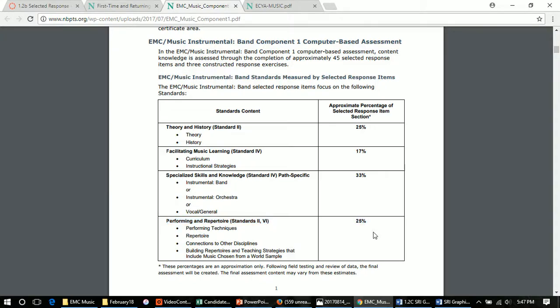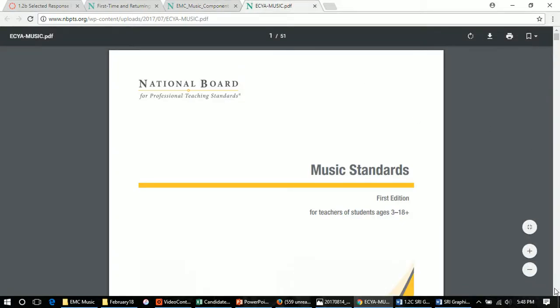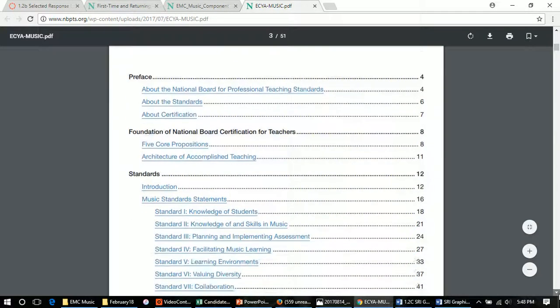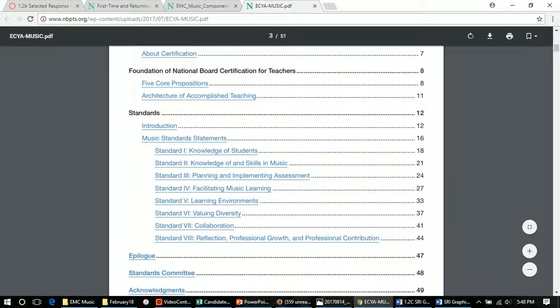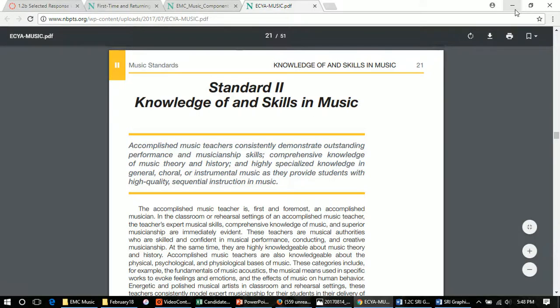So that's why I need my music standards, because now I've got to figure out, okay, what is standard 2 and what will be expected that I know. So let's take a look at the music standards. If I scroll down on the music standards to the table of contents, they are all linked. I know I need standard 2, so I can just go ahead and click on standard 2 and it takes me right to standard 2, which is knowledge and skills in music.